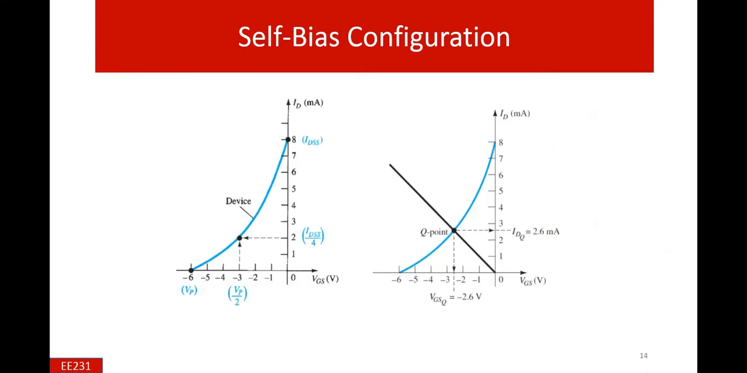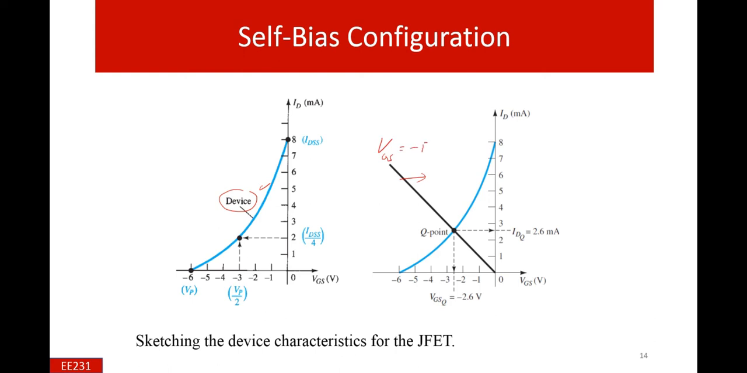If we find the characteristics of the JFET, this is the behavior of the device, and this is the relation which is VGS minus ID RS. This is the point where these two lines intersect, and this is the solution set at the Q point for the given situations.